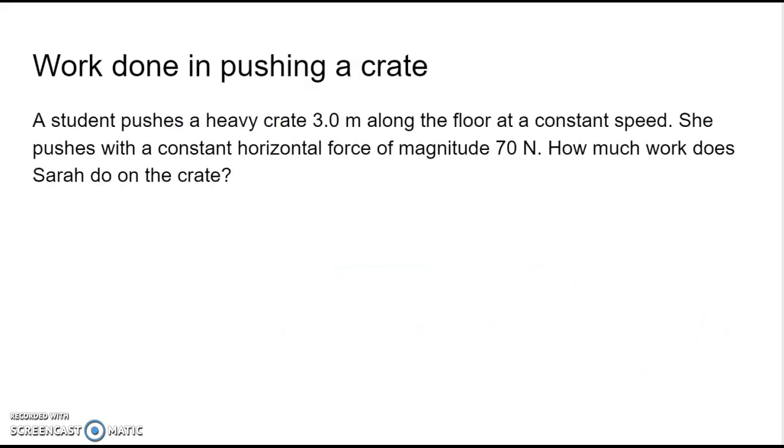Let's look at an example of how we can calculate work. We want to see the work done in pushing a crate. We have a student pushing a heavy crate 3 meters along the floor at a constant speed. She pushes with a constant horizontal force of magnitude 70 newtons. How much work does Sarah do on the crate? So the student has a name.